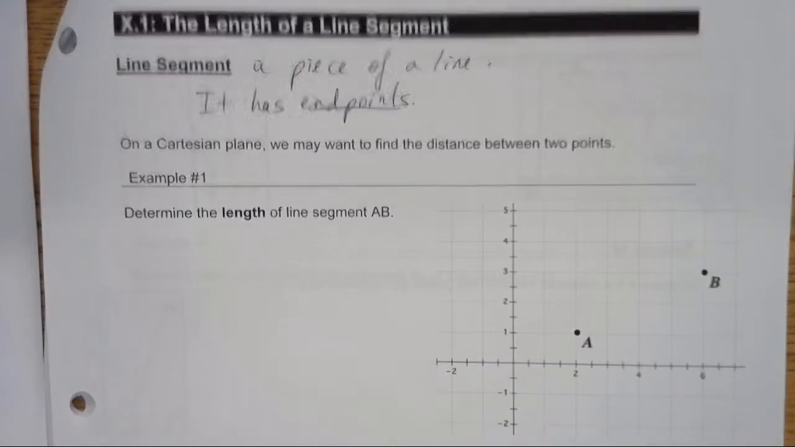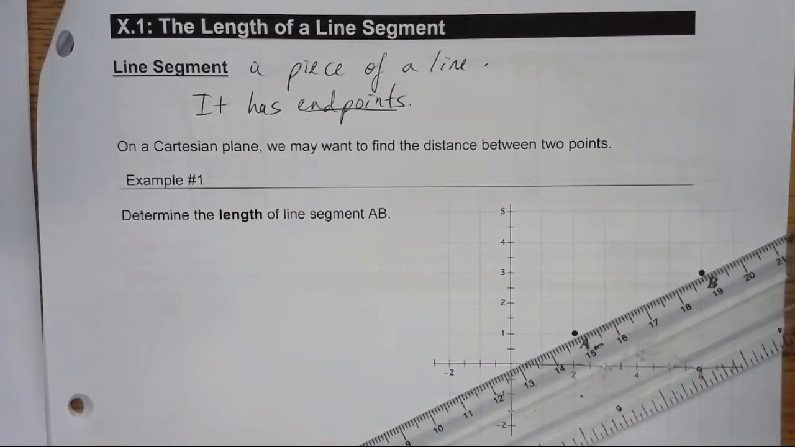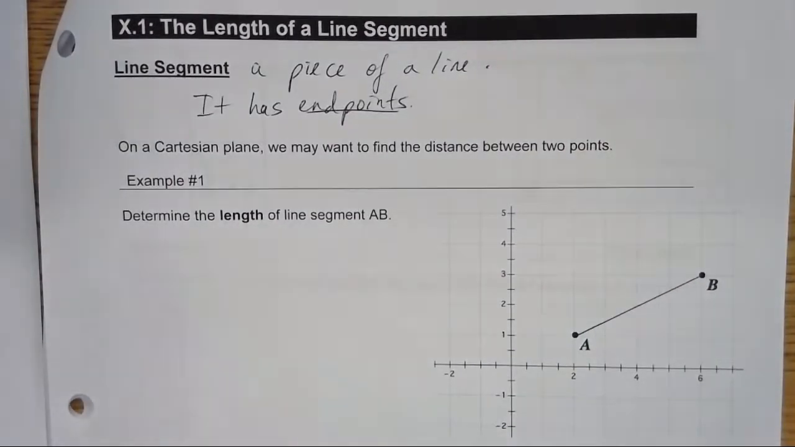Here, I'll even draw it. It goes from A to B. A is where it starts, B is where it ends. Make me a nice straight line. And what I'd like to know is how long that line segment is. How far is it to get from A to B?